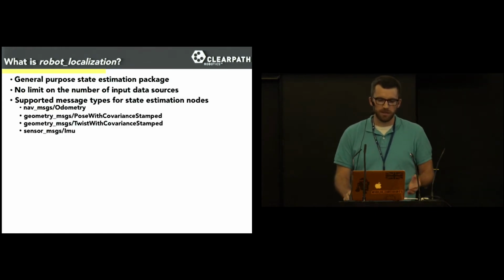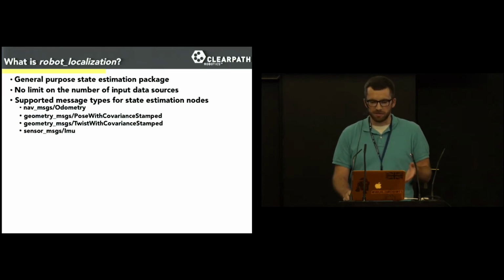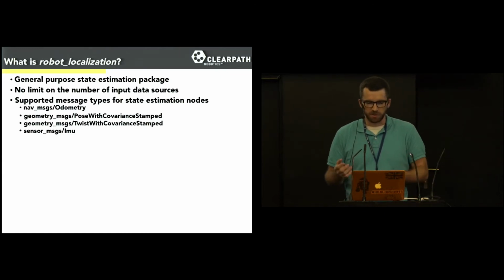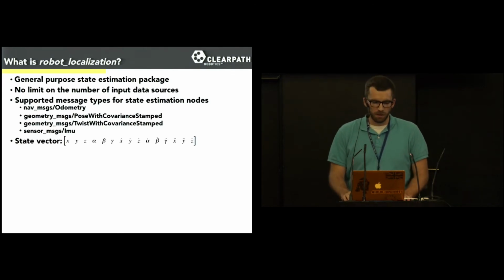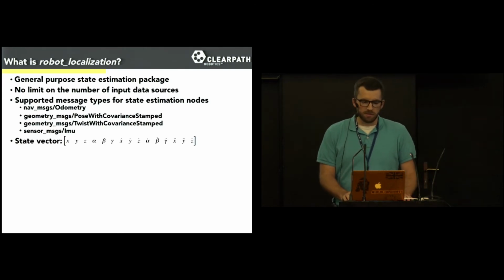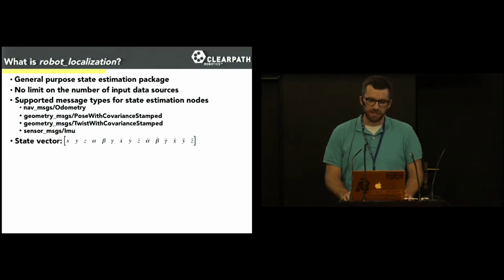Along with the large number of data sources, we also support 4 different message types. The odometry message, which is just a conglomeration of a pose and a twist, so we support both of those as well, and then naturally the IMU. The state vector is 15-dimensional, so it's pose, linear and angular velocity, and linear acceleration.